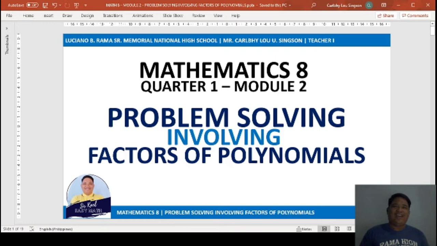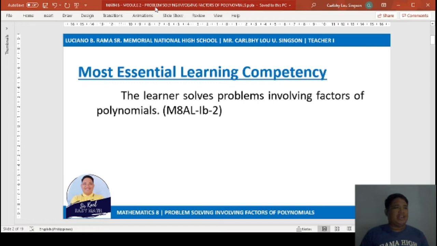For today, we're going to tackle Quarter 1 Module 2 of Mathematics 8, which is all about problem solving involving factors of polynomials. The most essential learning competency that we are going to discuss today is: the learner solves problems involving factors of polynomials.